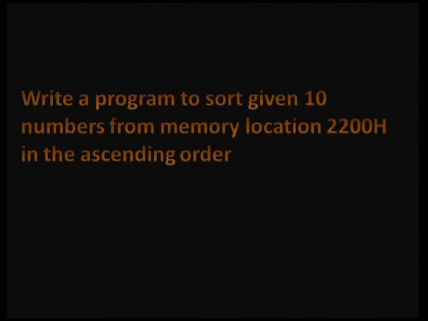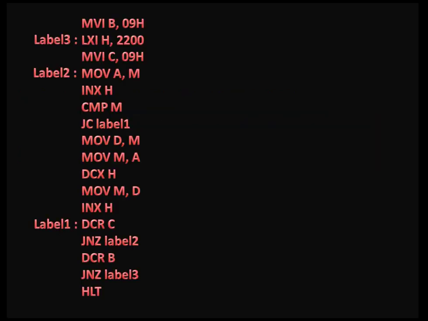In today's session, we'll do some programs. The first is: write a program to sort given 10 numbers from memory location 2200H in the ascending order. So we'll be sorting the given numbers in the ascending order. This is the required program. We start with MVI B, 09, and then all the other instructions are there.